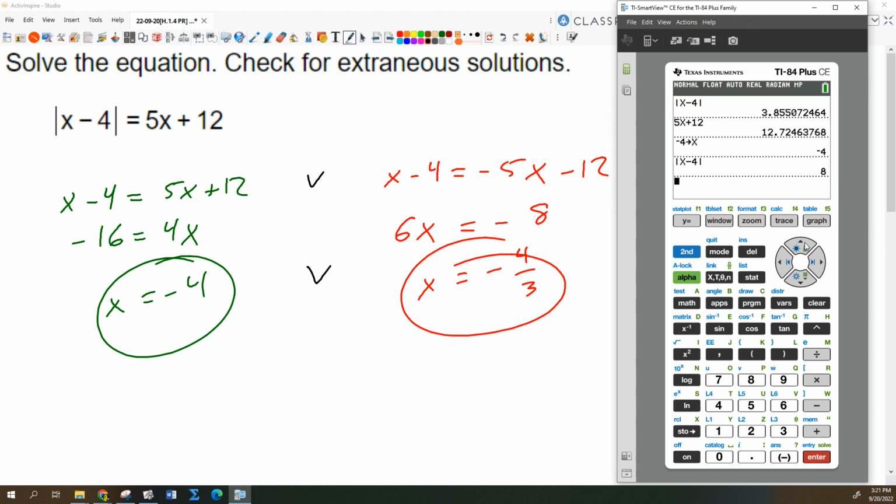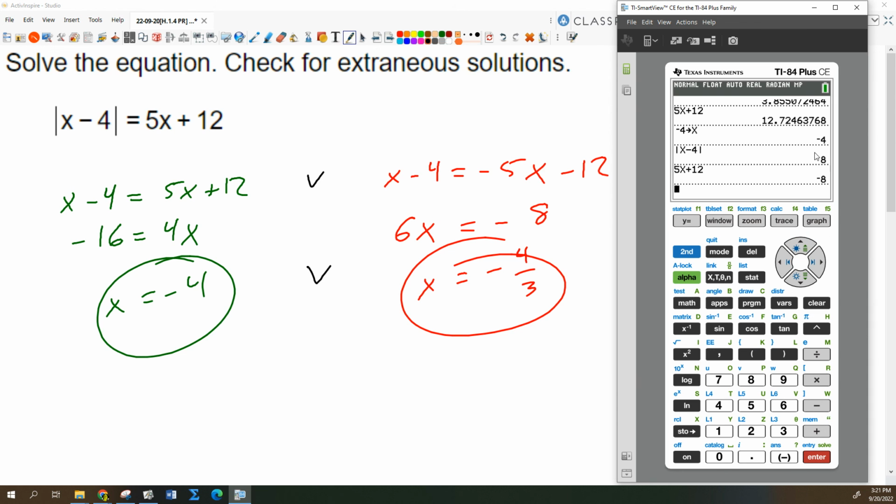Okay. I'm going to go up and grab the other expression just by going up until I get to that expression and hit enter, and then enter again to evaluate it, and look what happens. It's -8, so that's not going to work, right?